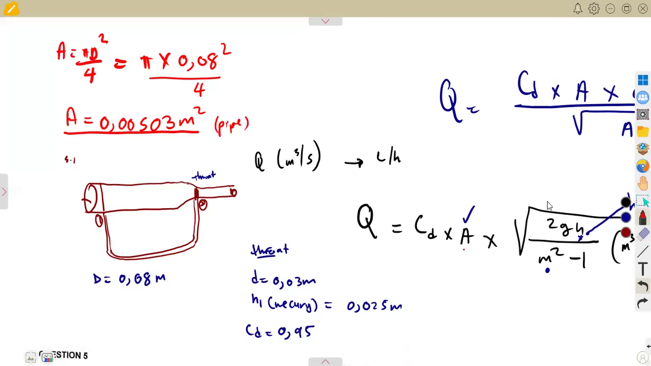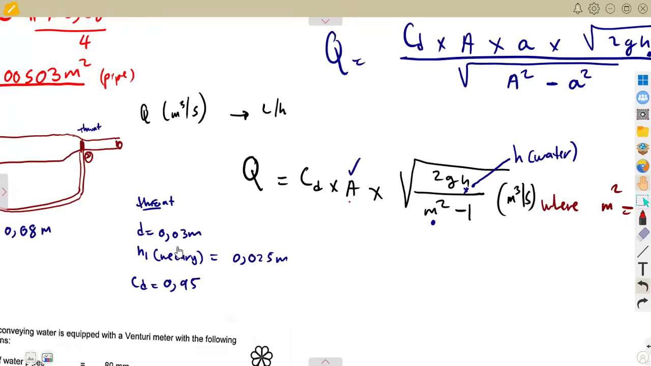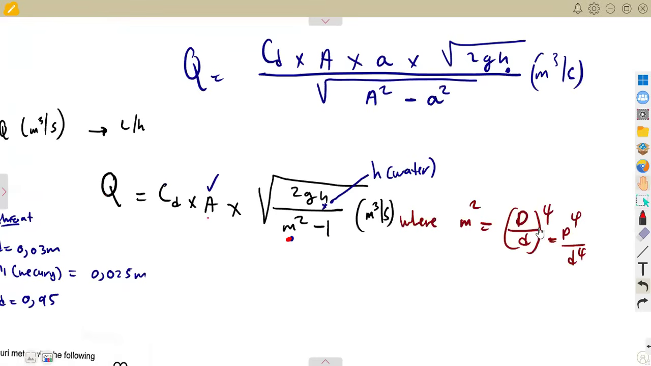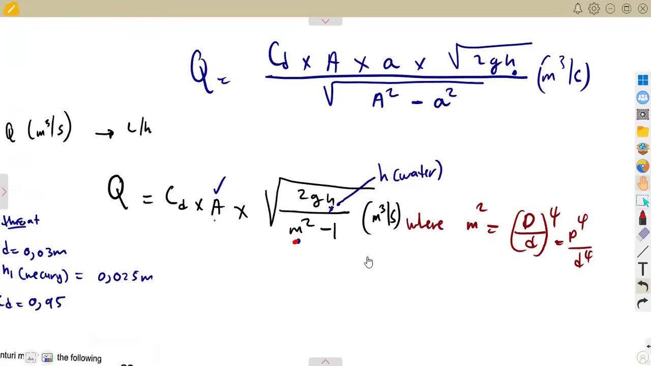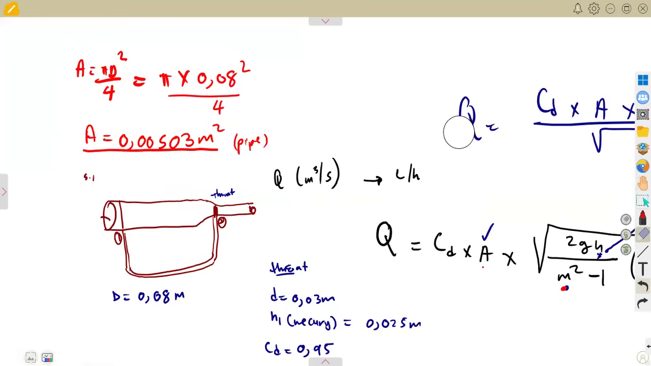So if you were to use this formula, you were going to calculate the area at the throat. So the area at the throat, you use the diameter of the throat, which is 0.03. All right, take note. But like I said, I'm going to use this formula. So on this formula also, I'm going to need m squared, where m squared is d to the power of 4 over d to the power of 4, the diameter of the pipe to the diameter of the throat. All right, so let me just erase this formula because I'm not using this one. So I'm going to calculate also m squared in that case.